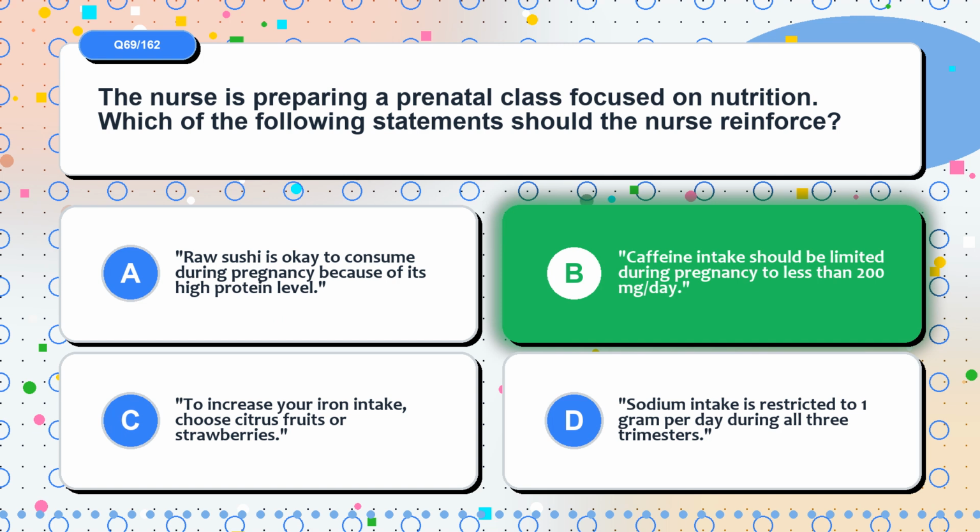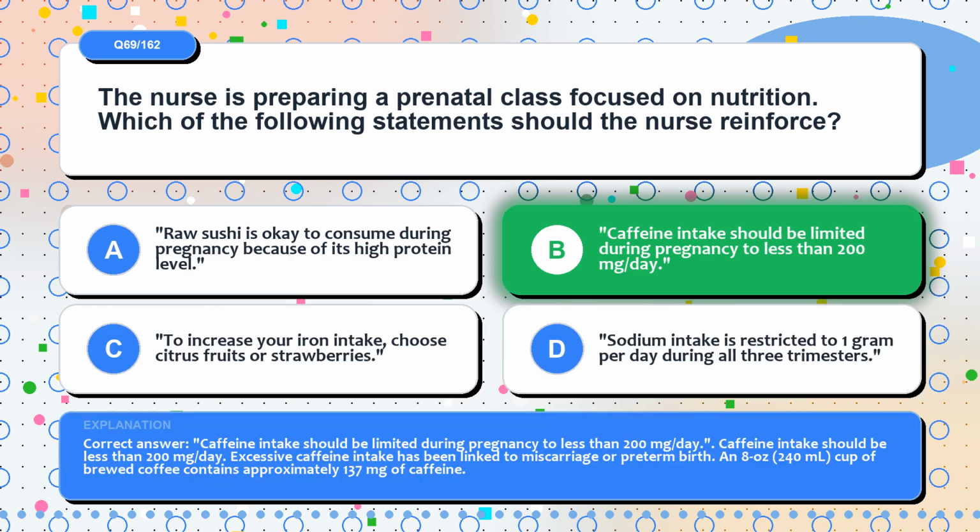Caffeine intake should be limited during pregnancy to less than 200 mg/day. Excessive caffeine intake has been linked to miscarriage or preterm birth. An 8-ounce, 240 mL cup of brewed coffee contains approximately 137 mg of caffeine.